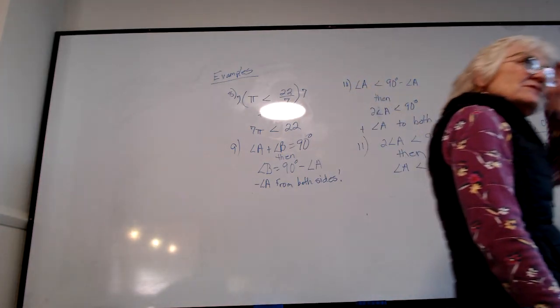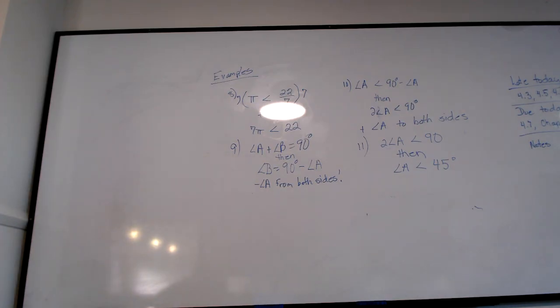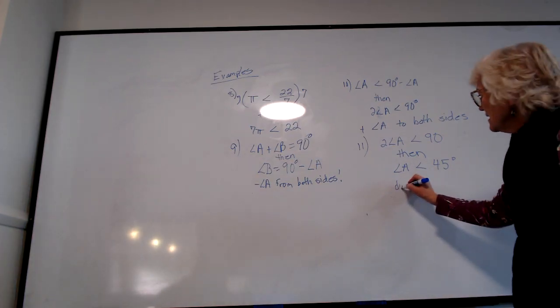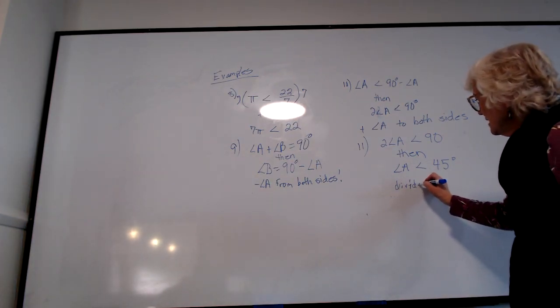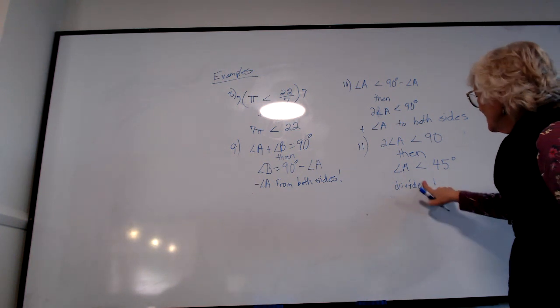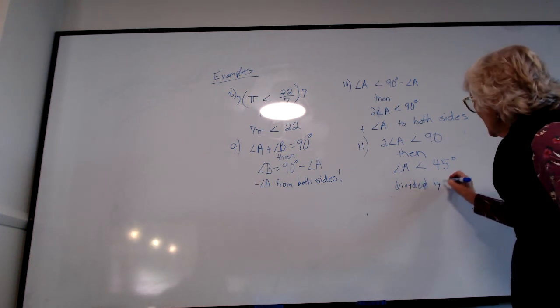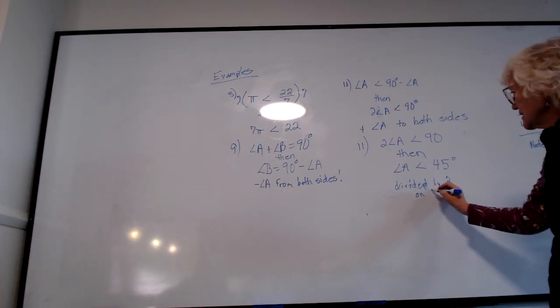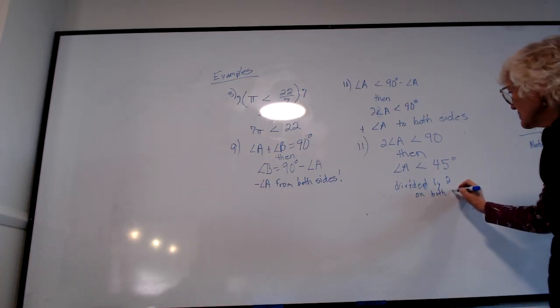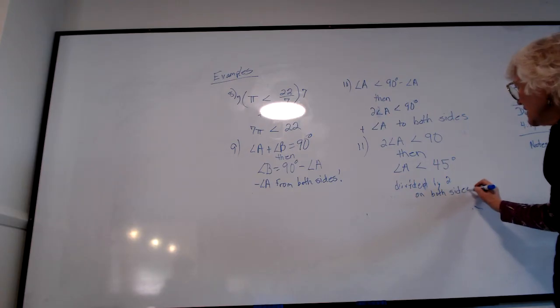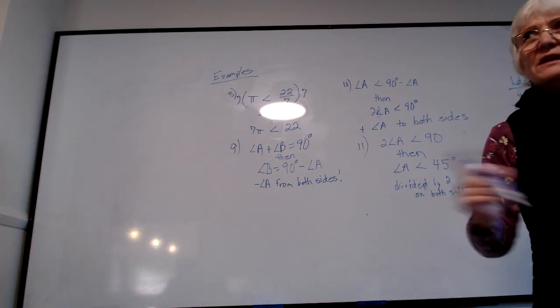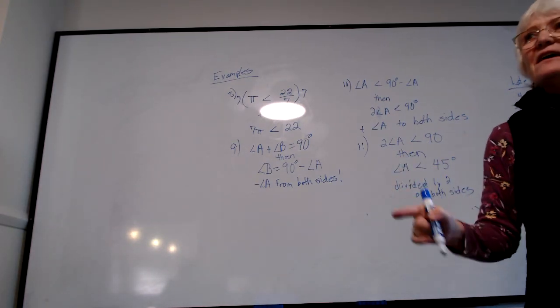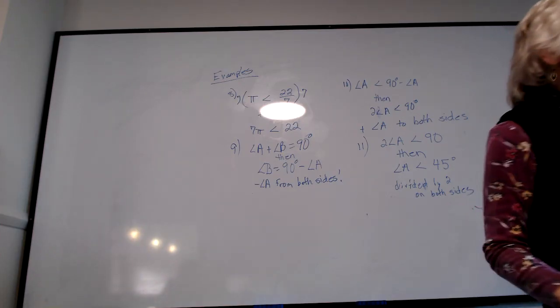So what did we do on both sides there to get to that, Paxton? Divide by 2. I divided by 2. Oh, that's funny. By 2 on both sides. It's really important to say on both sides, because otherwise, if I just divided by 2 on one side, they wouldn't be equal. So you have to say that I divided by 2 on both sides.